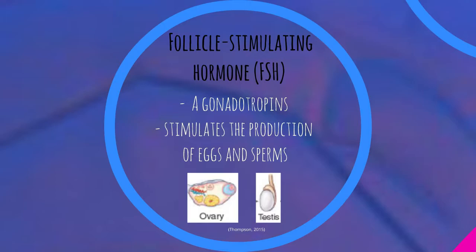The follicle-stimulating hormone is one of the gonadotropins. It stimulates the production of the egg in the ovaries of females and sperm production in the testes of males. The target organs of this hormone, therefore, are the ovaries and the testes.